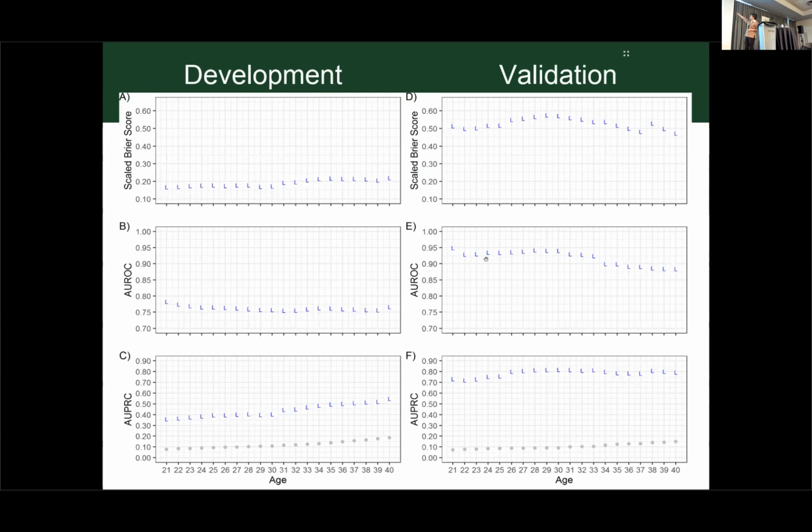So you can see that on the validation cohort, our algorithm, which here is really logistic regression, outperforms on the development cohort, on all measures: on the scaled Brier score, on the ROC, and on the PRC as well.